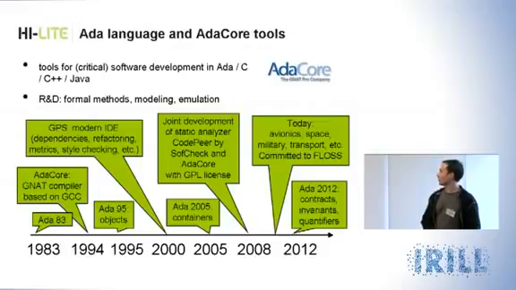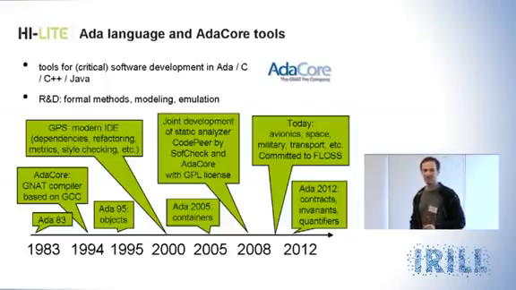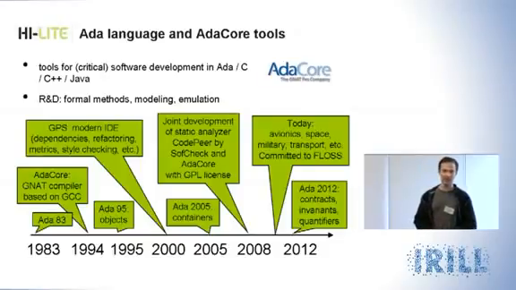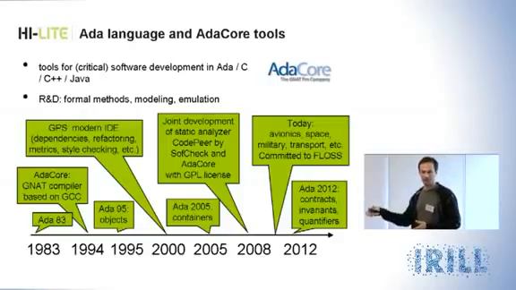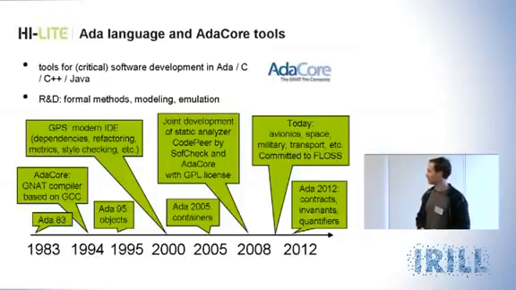Next is AdaCore. So we build tools for critical software development, mostly in Ada, but also in C, C++, and a little bit in Java. And we have R&D projects in the fields of formal methods, like you see here, modeling, emulation, and I forgot to say qualification of tools. So at the bottom of this time arrow, I put the evolutions of the Ada language, which has evolved quite a lot. And the next version of Ada, 2012, has nice things for specification and verification, like contracts, invariants, quantifiers. So all of these are executable, and can be exploited either for dynamic verification or for static verification, of course.